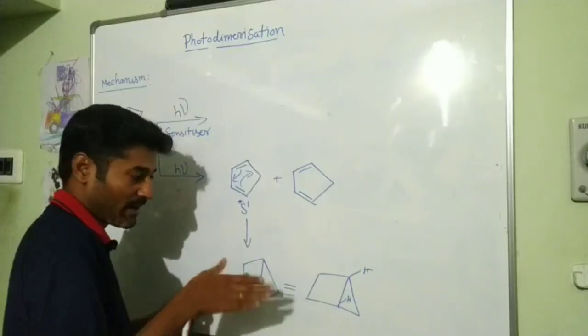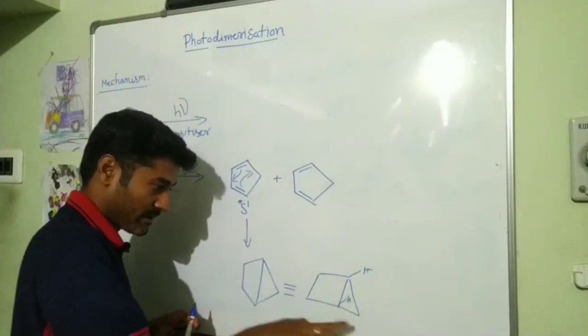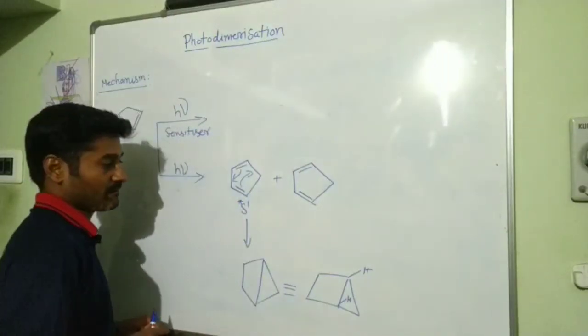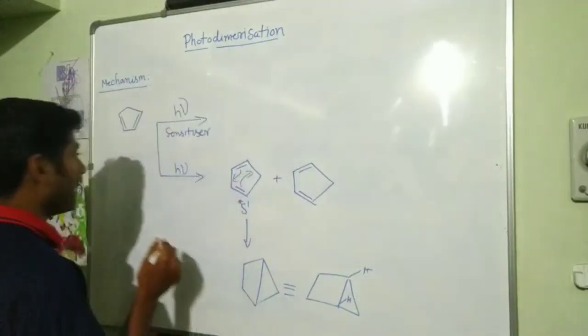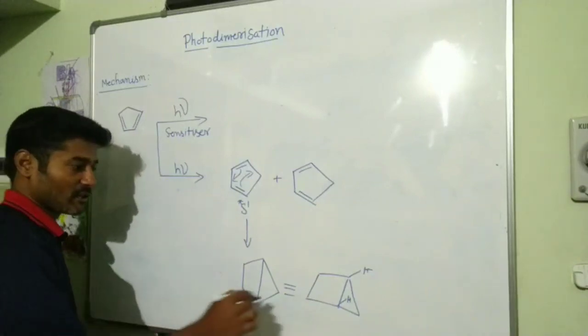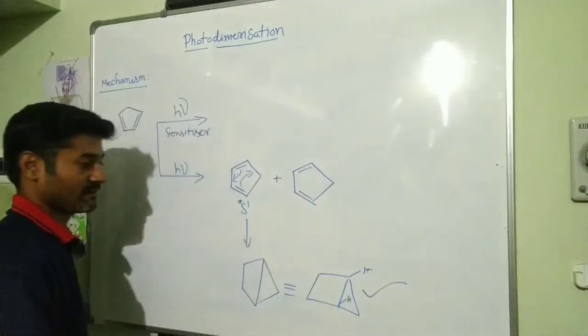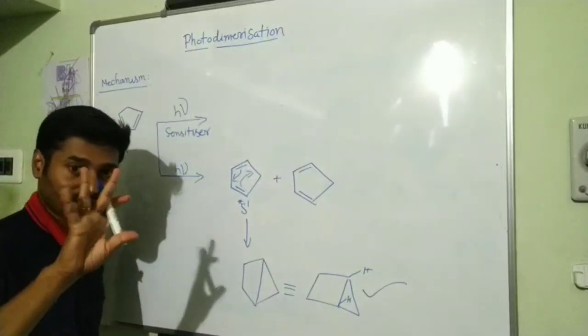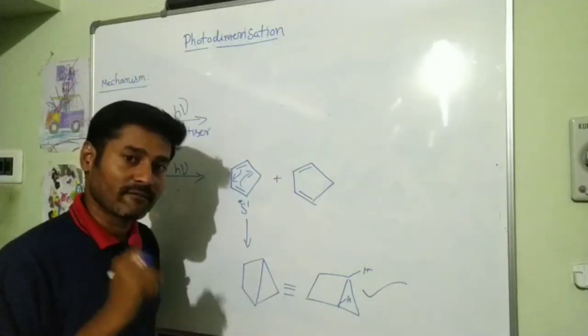Four-membered ring will be there in one plane, and your 3-membered ring, this carbon will go down and 2 hydrogens will take up sign. So this will be your product. Without sensitizer, your product structure will be looking like this. This will be your product. With sensitizer, previously we discussed, we'll get 3 products, all the 3 products with equal proportion.